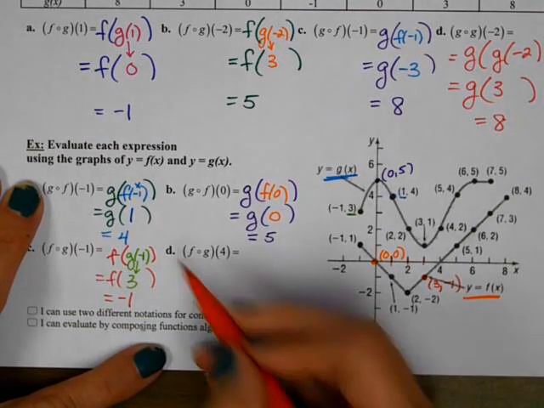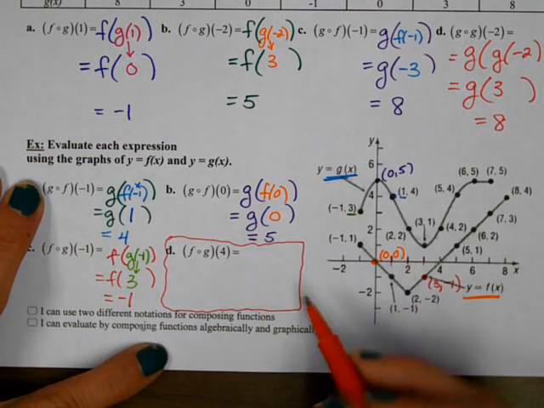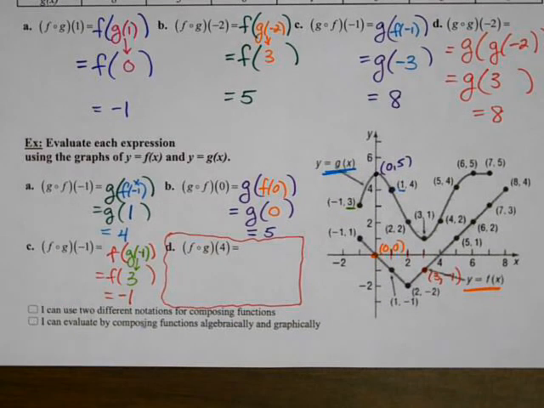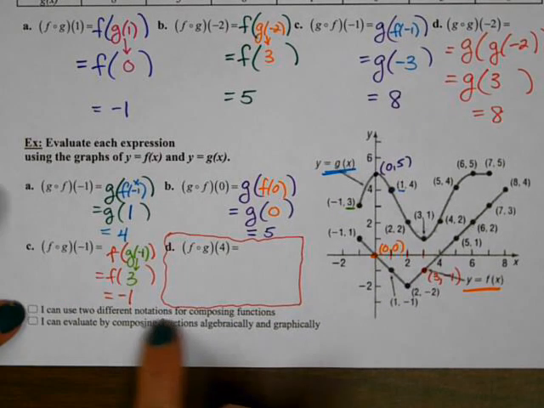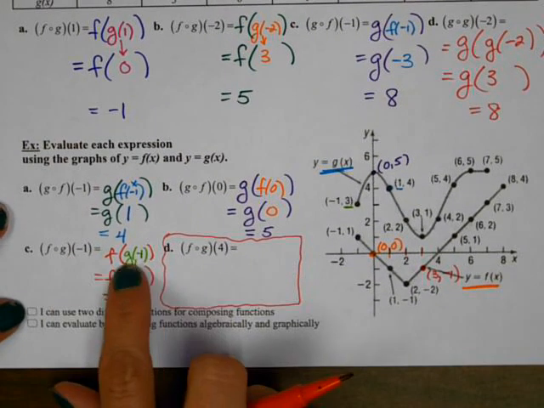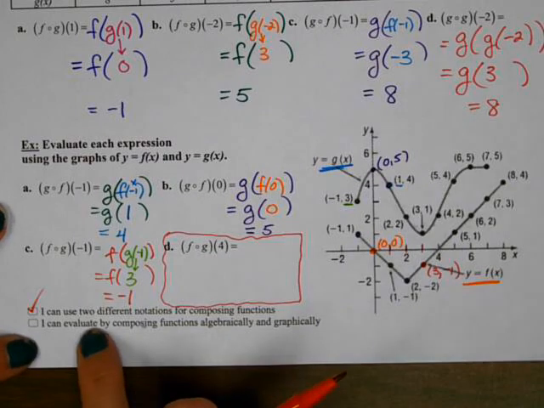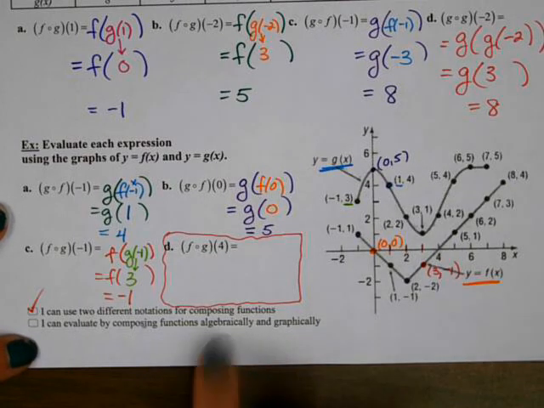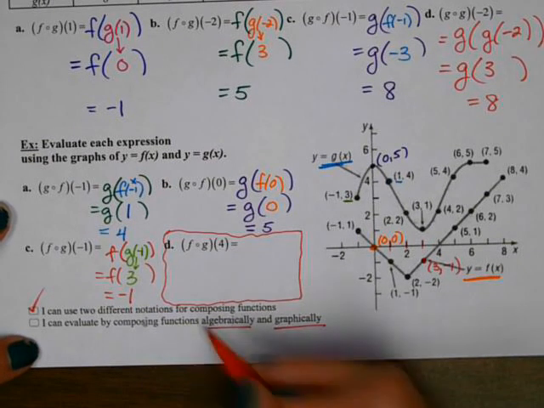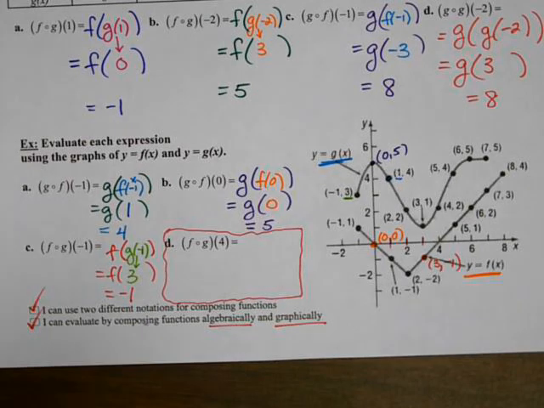All right, I need you guys to give D a try. So tomorrow in class, I can check to make sure you watched this and you tried and you understand. Can you use 2 different notations for composing? The O, the of, and then the nested form. Yes, we practiced that. I can evaluate by composing functions using tables or equations or graphs. Can you put a number into a function and then into another function? Okay. Thanks, everybody.